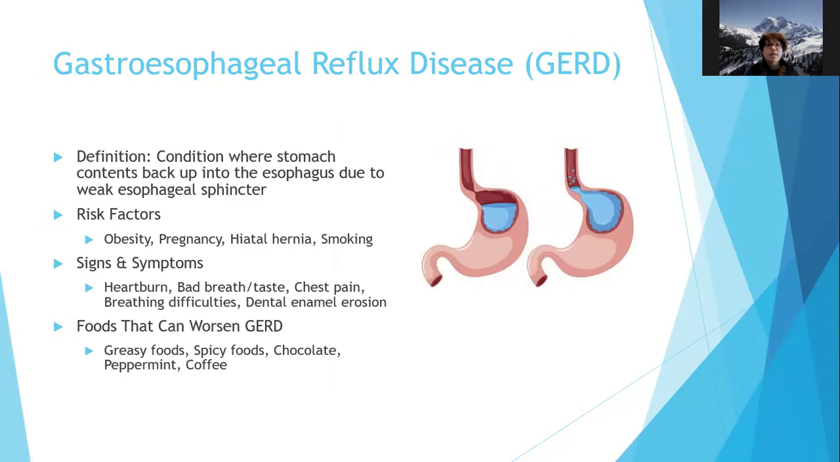The signs and symptoms tend to be heartburn, bad breath or bad taste in your mouth, sometimes chest pain from that heartburn, breathing difficulties, and dental enamel erosion. Because remember how we said the stomach environment is very acidic because we're continuing really with the chemical breakdown of food, and that acidic stuff going up into your esophagus is bad news because it can erode the tissues in the esophagus. So some foods are considered to be making GERD worse.